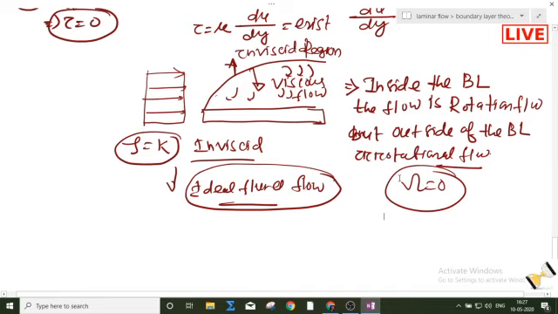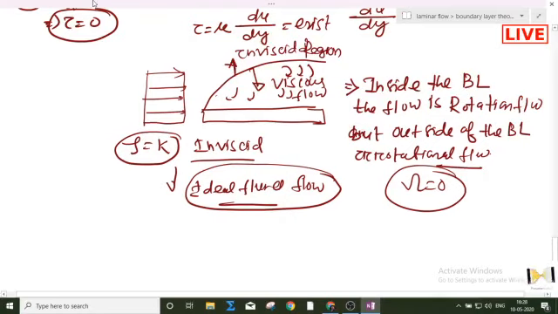As I told you, the fluid particles are spinning. If this is a viscous flow, in laminar flow, the fluid particle will rotate about its own axis. If the fluid particle is rotating about its own axis, that is called rotational flow. So inside this boundary layer, rotational flow will exist. Outside of the boundary layer, irrotational flow will exist.